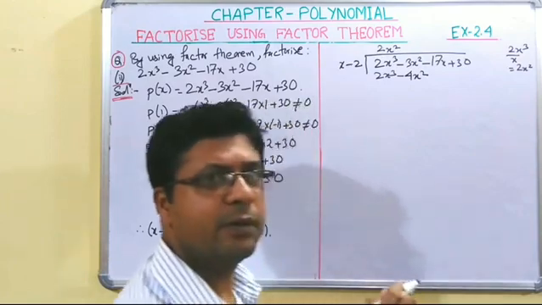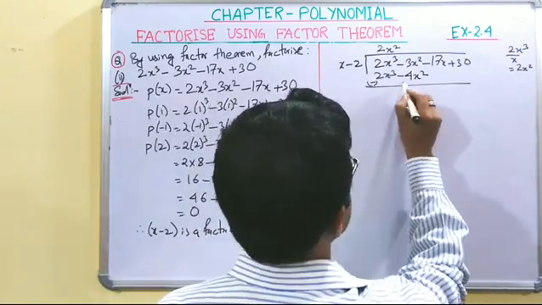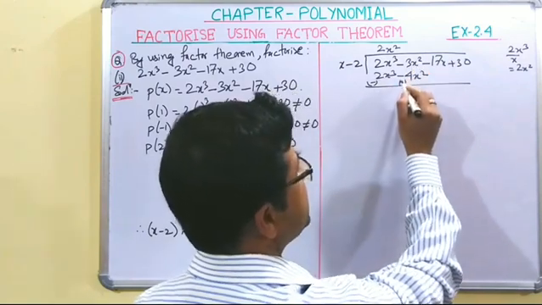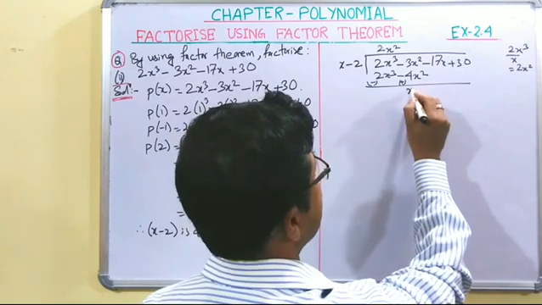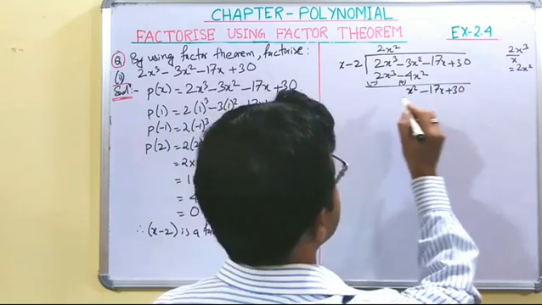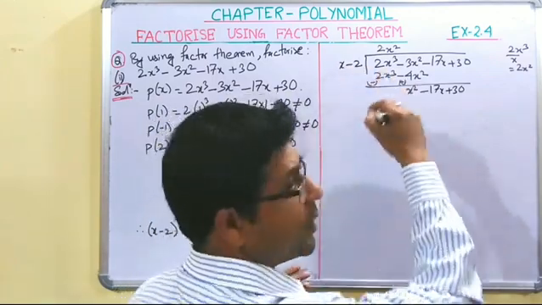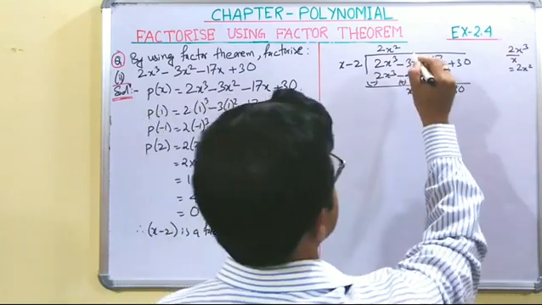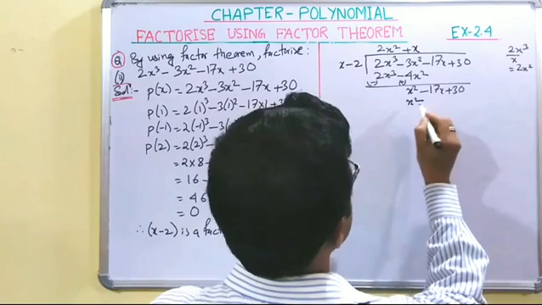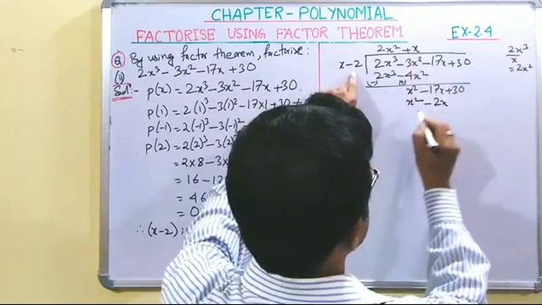Now student, what will we do? Yes, we shall subtract. It is plus minus, so we get cancelled. This is minus 3x square, this is plus 4x square. So it is x square minus 17x plus 30. X should be multiplied by what to get x square? Yes, x. So it is x square minus twice x, 2 into x.